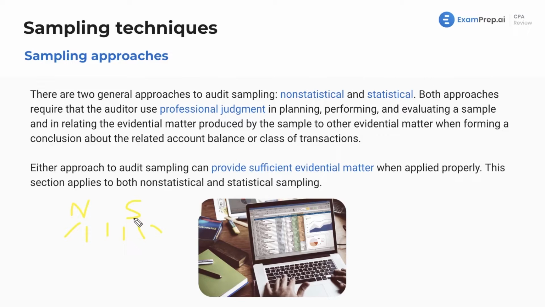Both require professional judgment in planning, performing, and evaluating a sample, and in relating the evidential matter produced by the sample to other evidential matter when forming a conclusion about the related account balance or class of transactions. You can use either of these approaches as long as you do it correctly. Either approach to audit sampling can provide sufficient evidential matter when it's applied properly. And we are going to go through both of these approaches. Again, these are approaches, not the methods. Let's dive into them further.